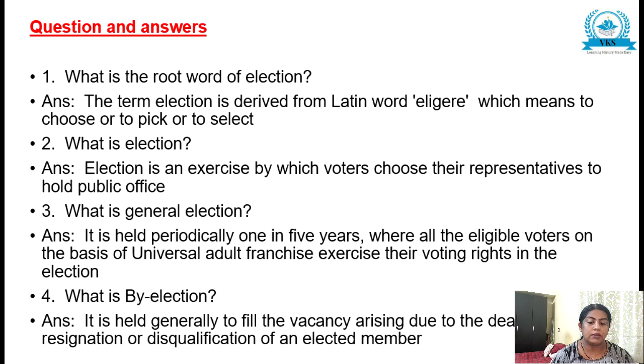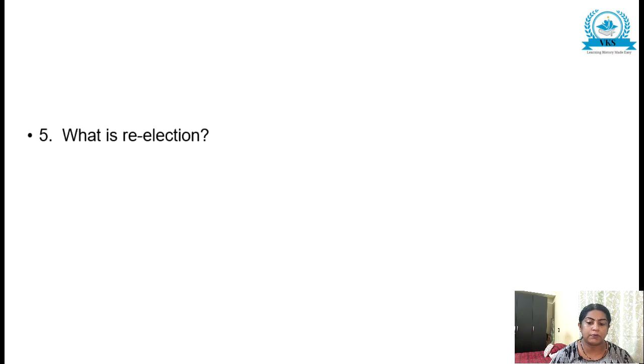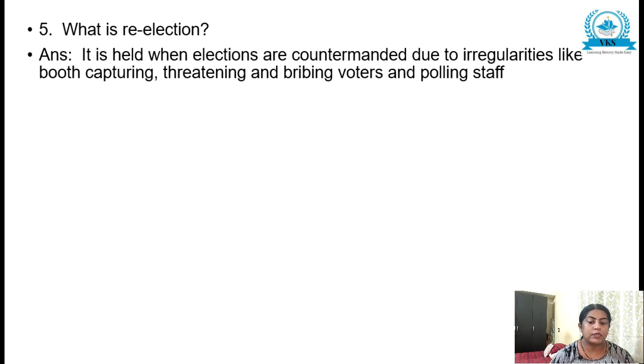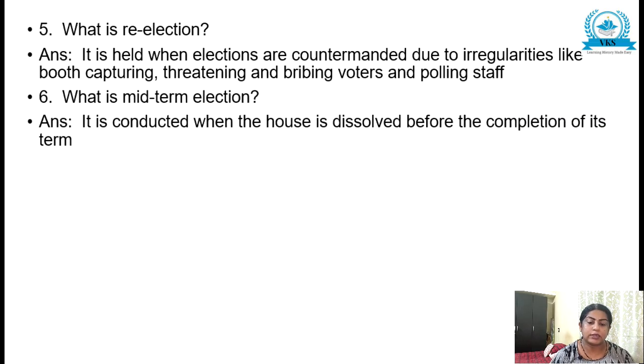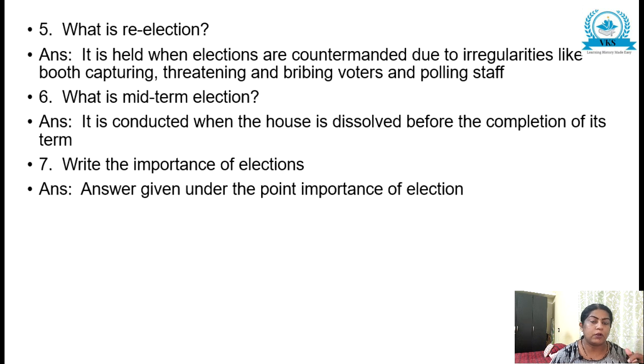What is by-election? It is held generally to fill the vacancy arising due to the death or resignation or disqualification of an elected member. What is re-election? It is held when elections are countermanded due to irregularities like booth capturing, threatening and bribing voters and polling staff. What is mid-term election? It is conducted when the House is dissolved before the completion of its term. Write the importance of elections. The 10 points which I have explained just now, those 10 points you have to write as the answer for this question, that is importance of election.